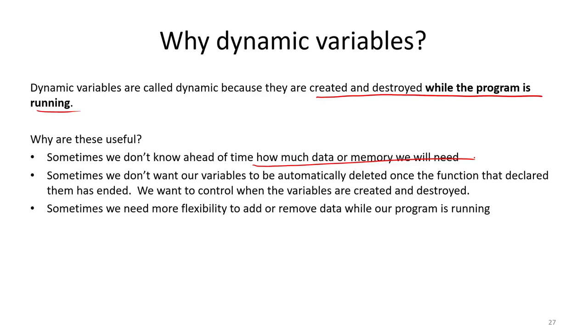Also, sometimes we don't want our variables to be automatically deleted when the function ends. We want to be able to control when our variables are created and destroyed. And also, sometimes we just want flexibility to be able to add or remove data while our program's running, and we don't have to go back and change some global constants and recompile our program. We want flexibility. And dynamic variables allow us to do all of these things.